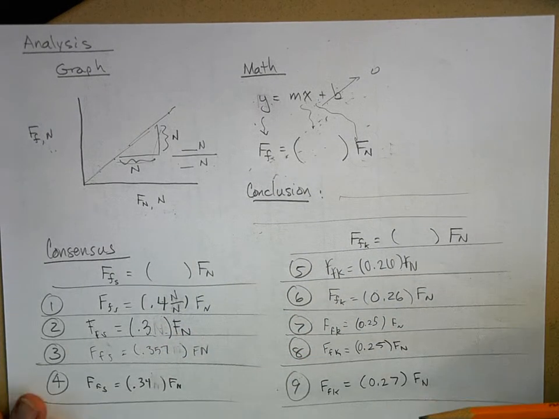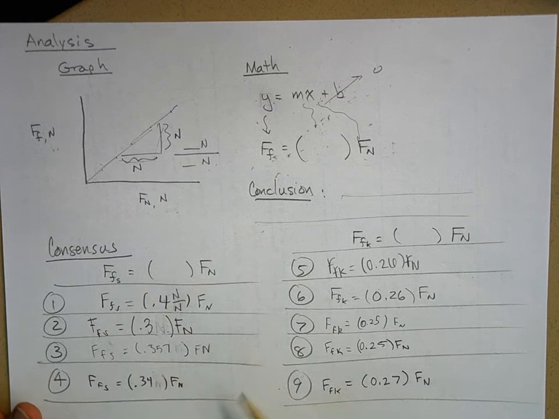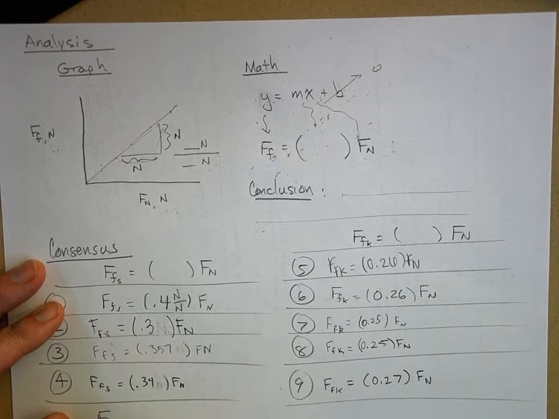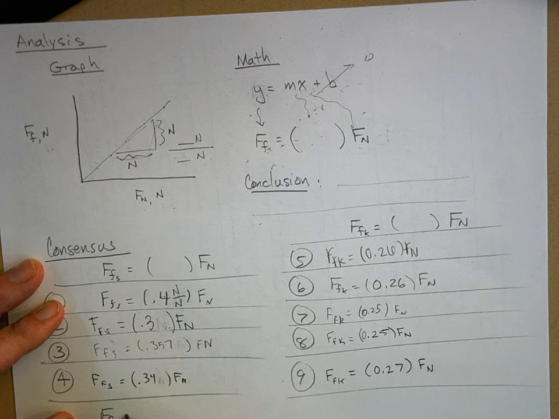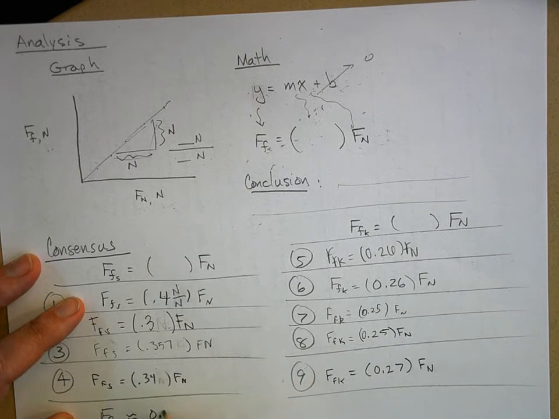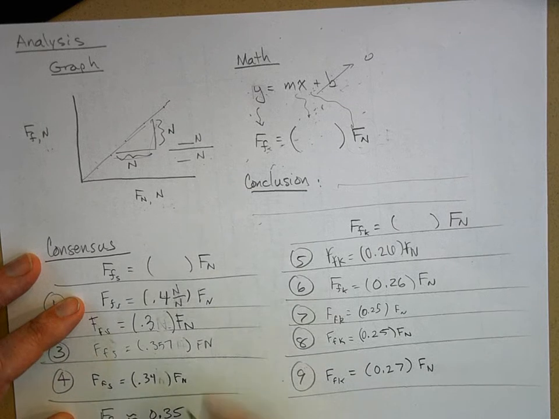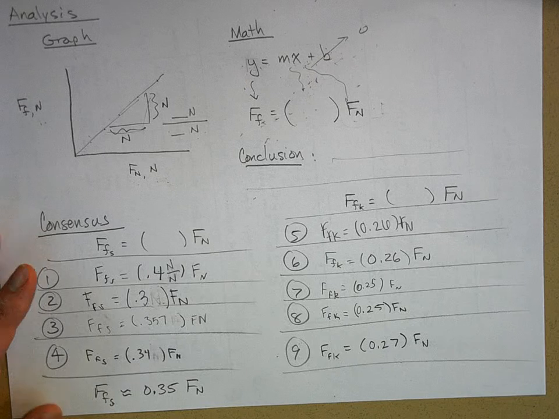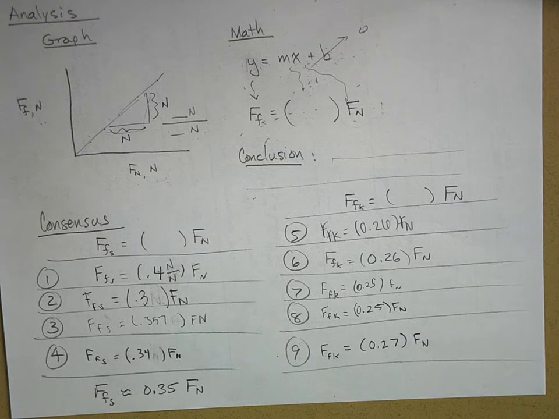Now let's take a look at this. This is the people who did the static friction experiment. 0.4, 0.3, 0.45, 0.34. If I were to average that, what would it be close to? Well, I'm going to say the force of static friction is approximately equal to 0.35 times the normal force. Is that about right? That's a nice number, in the middle of what everybody got.